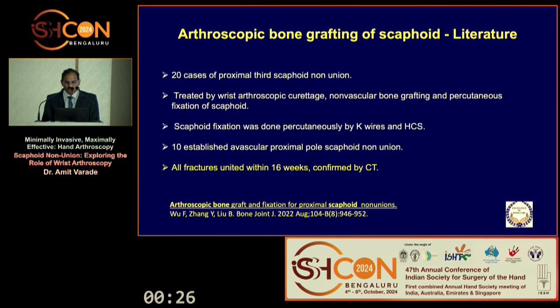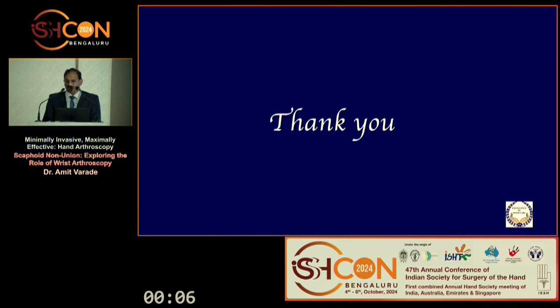Another series by Professor Liu Bo, and he has 20 cases of proximal scaphoid non-union only, and all fractures united within 16 weeks, and it was confirmed by CT scan. So arthroscopic bone grafting for scaphoid non-union is a very good procedure. Thank you very much.